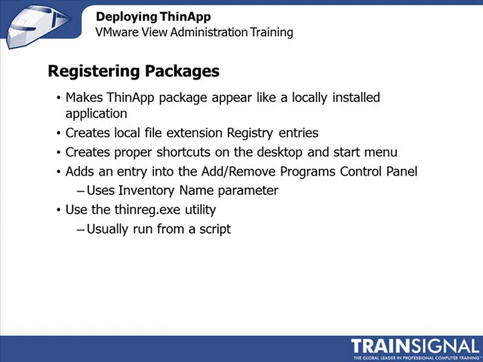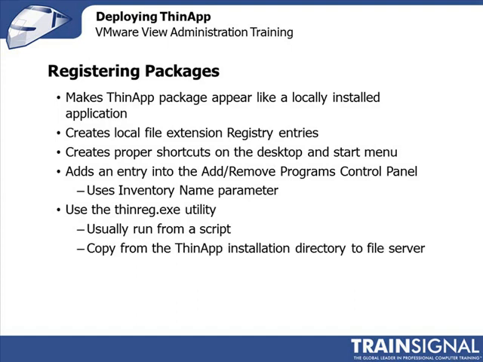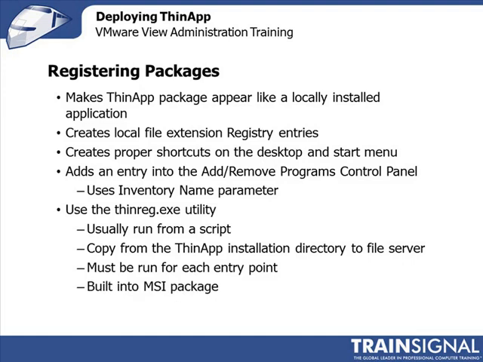When using streamed execution mode, we usually run this utility through a script, more often than not in a login script. This executable is found in the installation directory for ThinApp. So one of the first steps you want to do when implementing a ThinApp infrastructure is to copy this utility from that installation directory out to the central file server so that every desktop can access it. And you'll want to run the thinreg utility once for every entry point that exists for the applications you want the users to have access to. Part of the automation that the MSI package provides us is automatically running thinreg to provide these local integration points with the operating system.